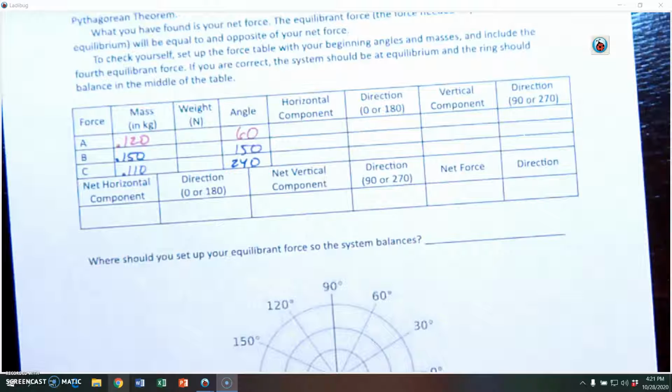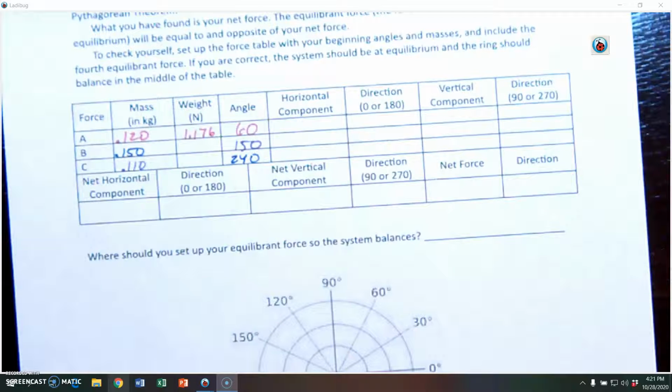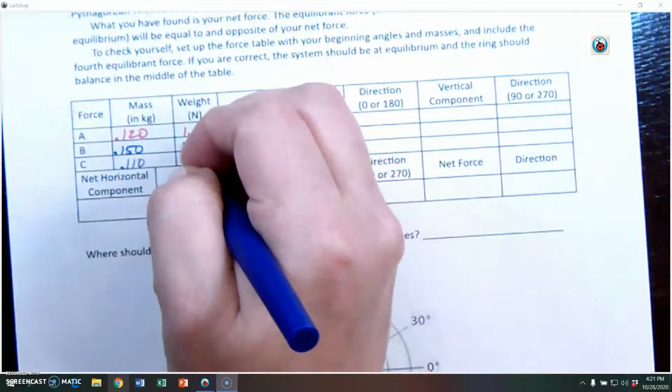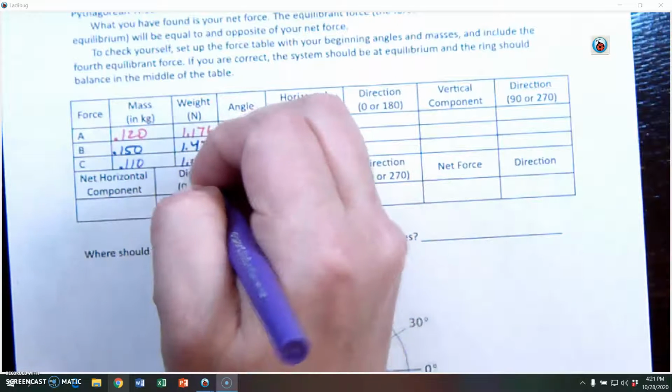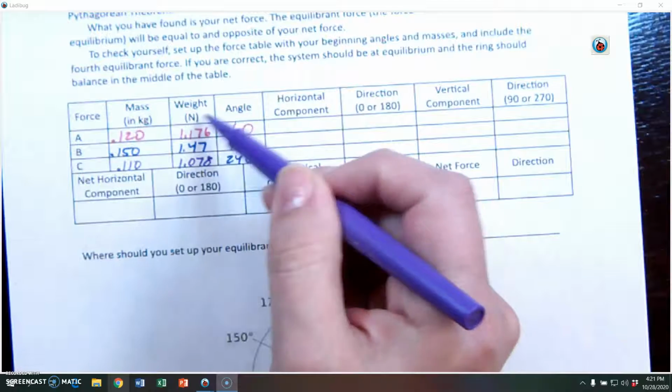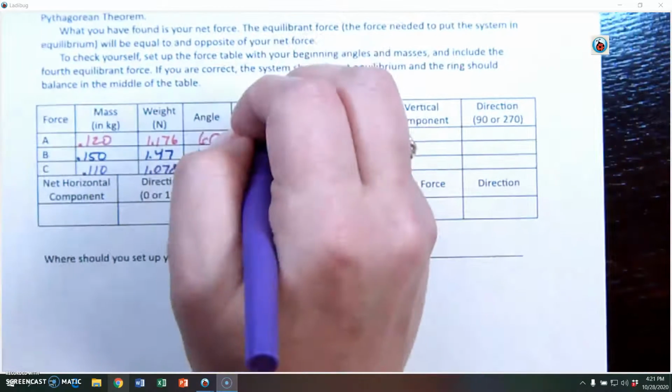Okay, so once we had those weights, this one was 1.176. This one was 1.47. And this one was 1.078.